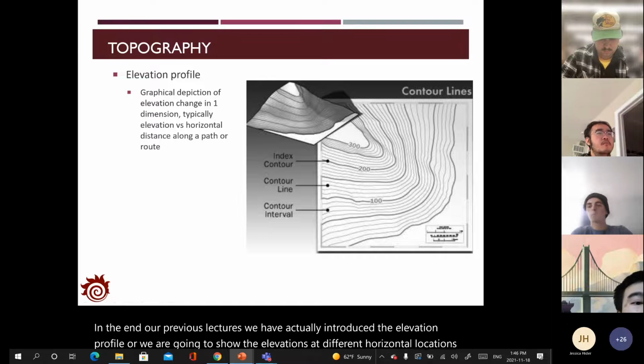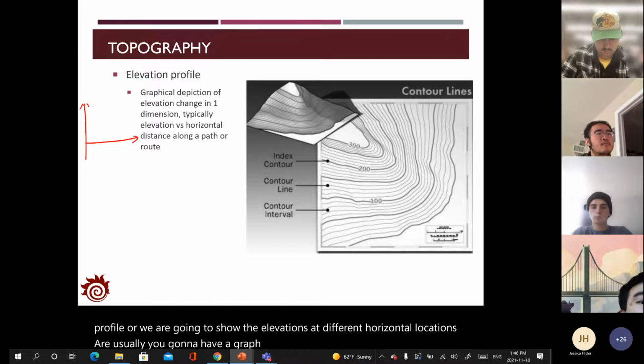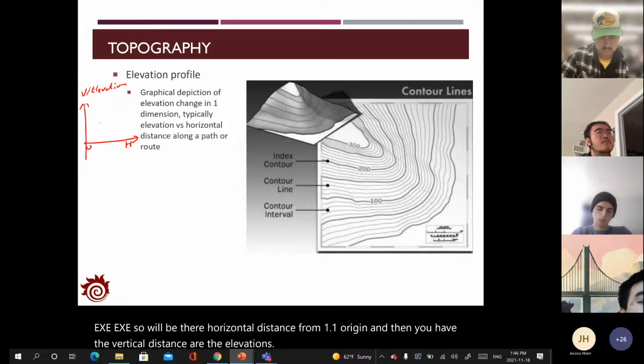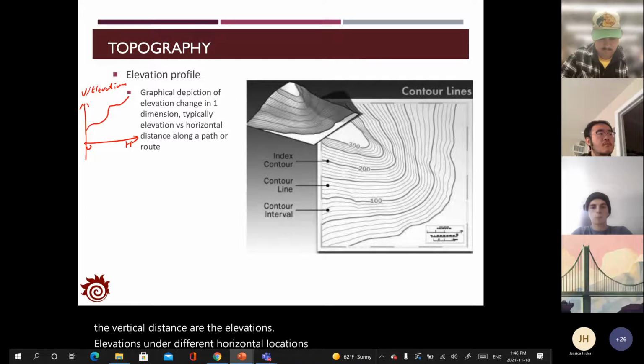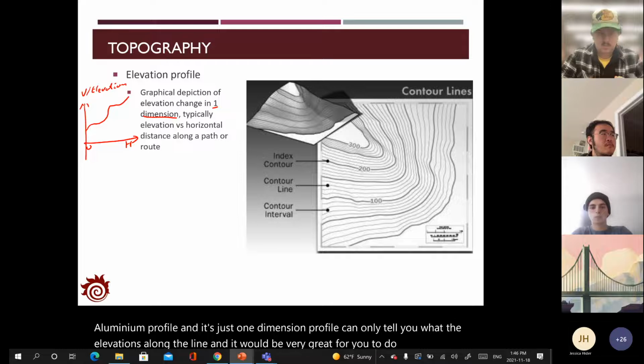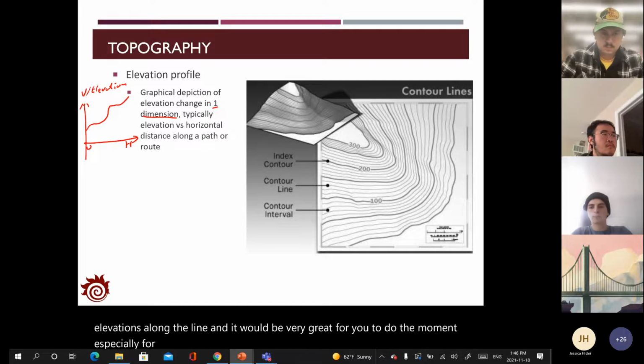Usually you have a graph where the x-axis is the horizontal distance from an origin point, and the vertical axis shows the elevations at the different horizontal locations. So this is the elevation profile, and it's just a one-dimensional profile. It can only tell you the elevations along a line. It's very useful for measurements, especially for road construction or to identify the elevations of boundaries.